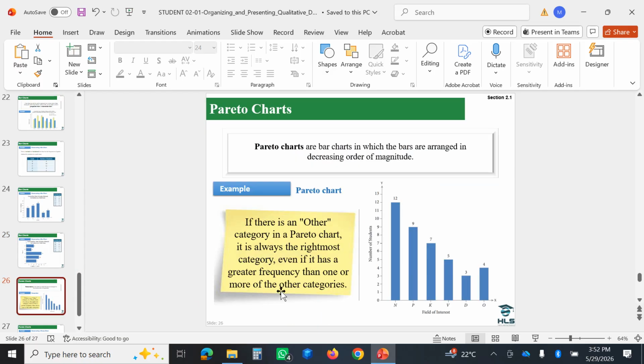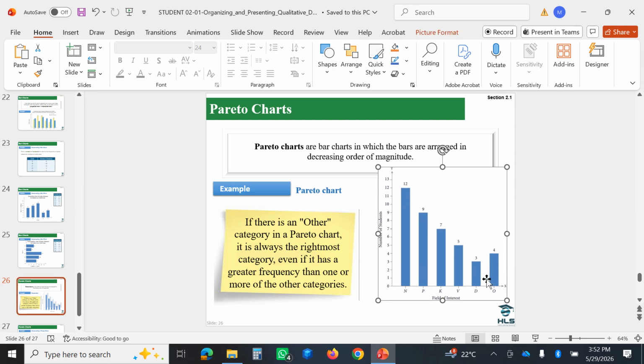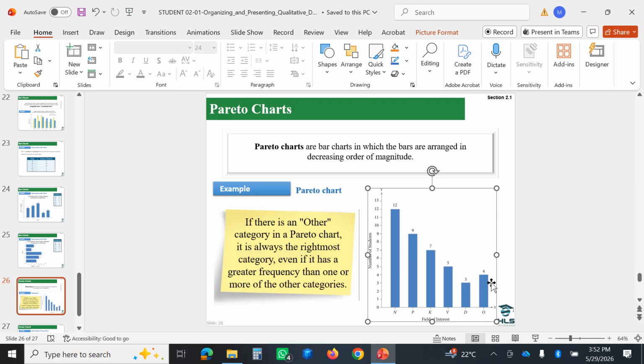A Pareto chart is just a bar chart that's kind of in order. Pareto charts are bar charts in which the bars are arranged in decreasing order of magnitude. If there is an other category in a Pareto chart, it is always on the right side. So we have decreasing order, and then we have this one, which is kind of the outlier, and it needs to be designated that, and that's why it's on the end. So a Pareto chart is just a bar chart that is in decreasing order.